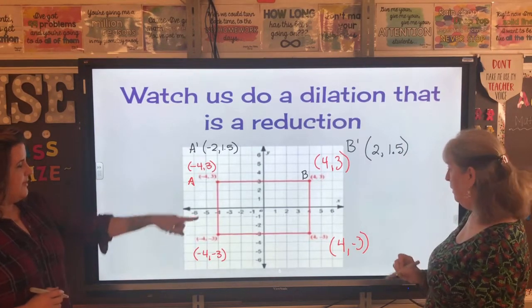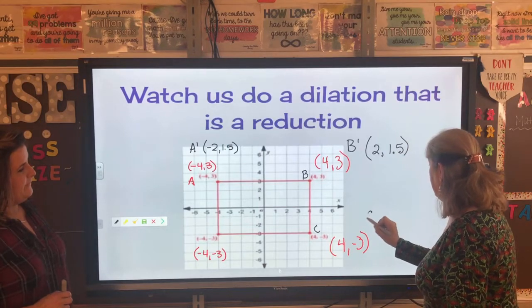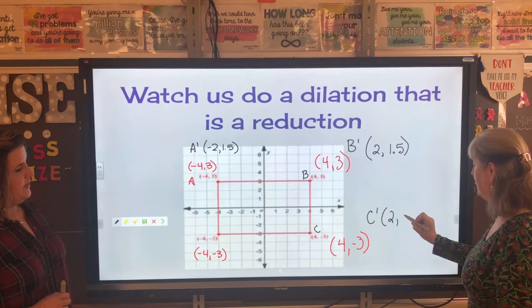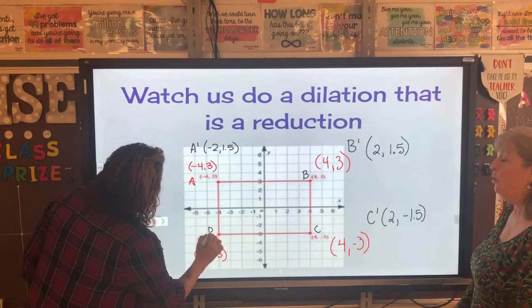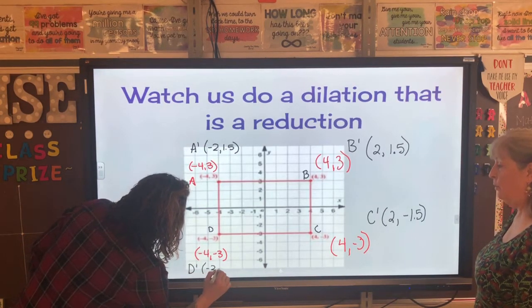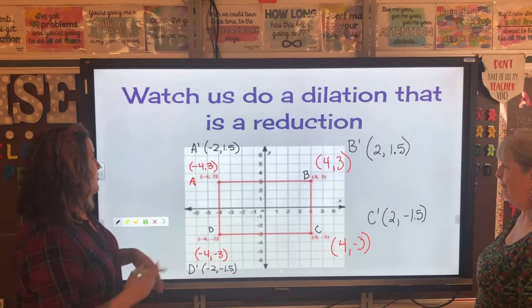Okay. Do you want to make that one C or mine? I'll go C here. We'll make this one C. So C prime will be, again, 2. But this time it's -1.5 because I divided by 2 or multiplied by 1/2. D prime would be -2, -1.5. Wow, we did kind of the same math. So then now we just have to graph it, right?